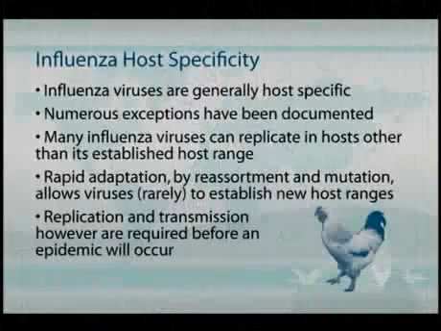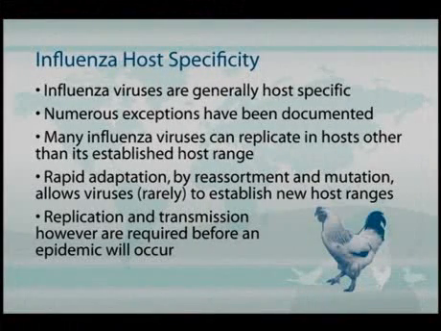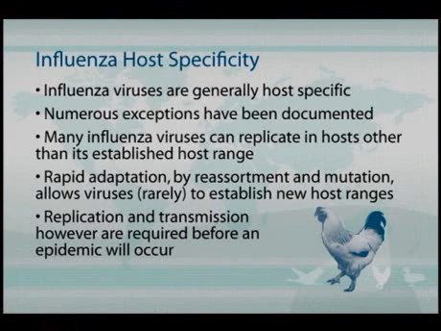Now, this kind of moves us into the area of influenza host specificity. Generally we think of influenza viruses as being host specific, so that a swine influenza virus will infect swine, but it will not infect other species of animals. But it turns out that influenza has a very wide host range. It's a very promiscuous virus, and so we do see numerous exceptions where the virus can jump the species barrier, and sometimes even the class barrier, where a virus can go directly, for example, from chickens to humans.